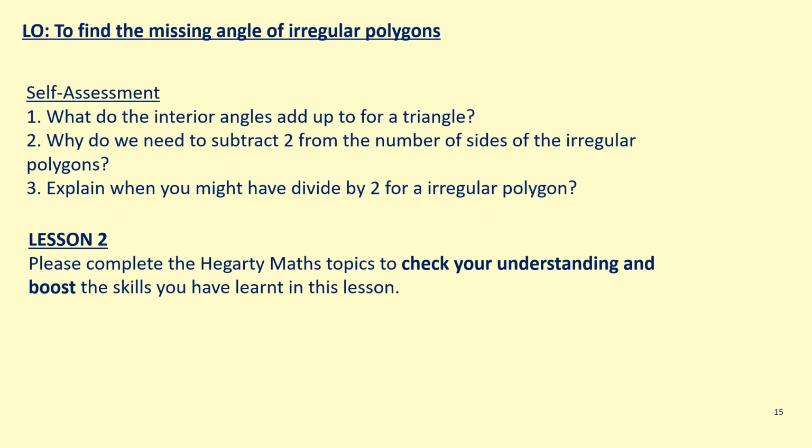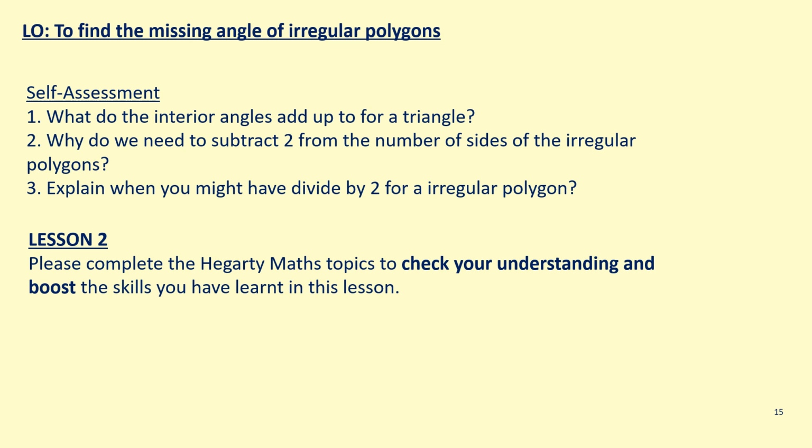Finally, let's correspond to our LO. Have you been finding the missing angle of irregular polygons successfully? And then checking your understanding with a bit of questioning for your self-assessment. 1, what do the interior angles add up to in a triangle? Easy start there. We should know that's 180.